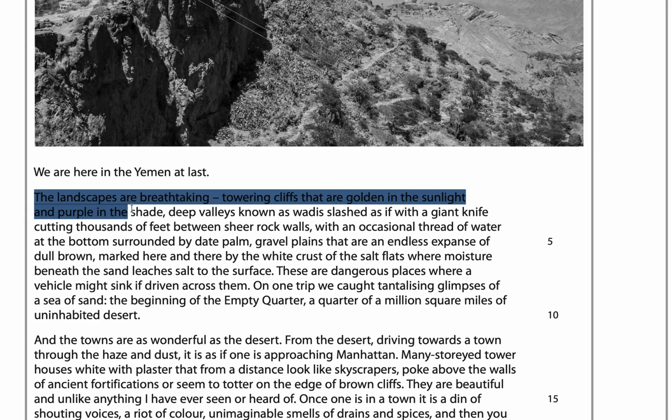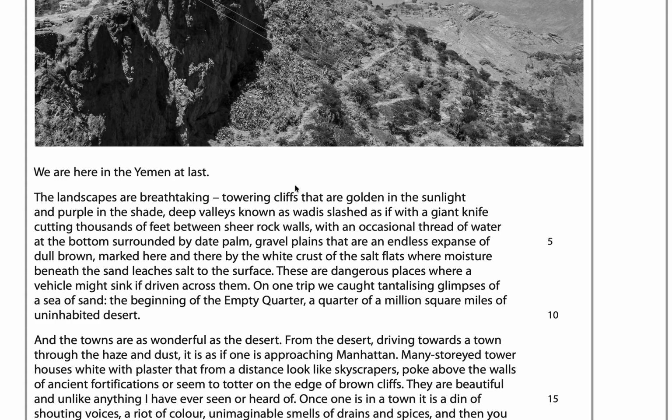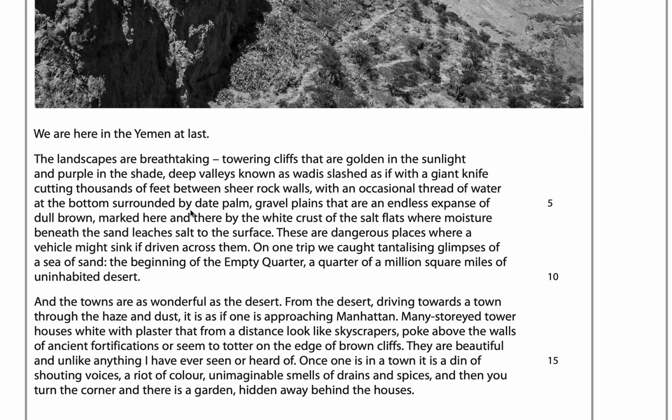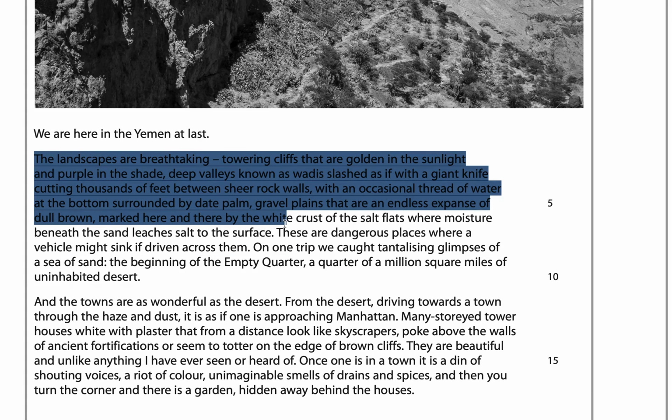Look, it says the landscapes are breathtaking, towering cliffs. The word towering means something really tall, as if that's literally what it means. That are golden in the sunlight, and purple in the shade. Deep valleys known as wadis, slashed as if with a giant knife, cutting thousands of feet between sheer rock walls with an occasional thread of water at the bottom, surrounded by date palm. This is where you kind of get the Middle Eastern vibe. Date palm, gravel plains that are an endless expanse of dull. You see how long this is. They started right over here, and look, this whole thing is one sentence.